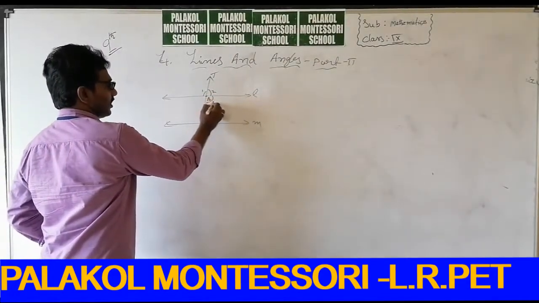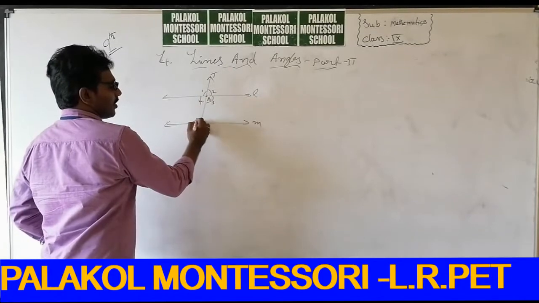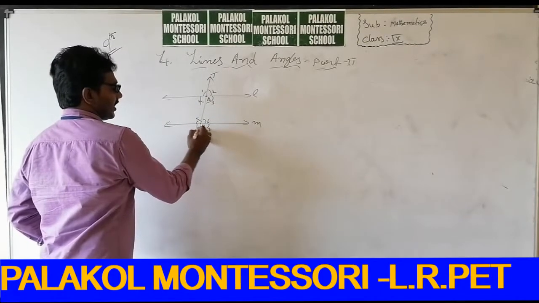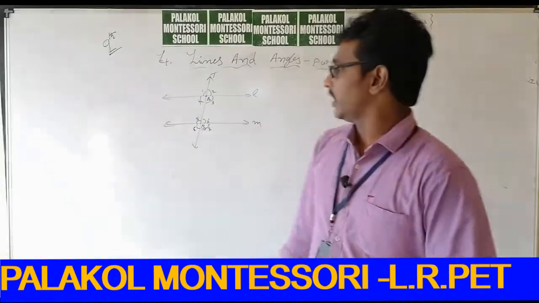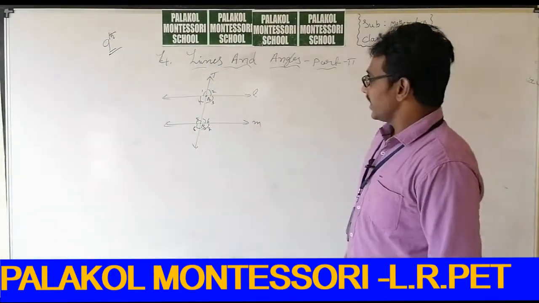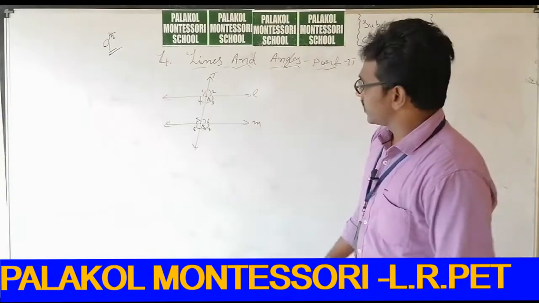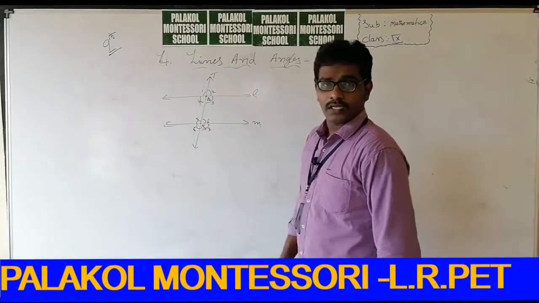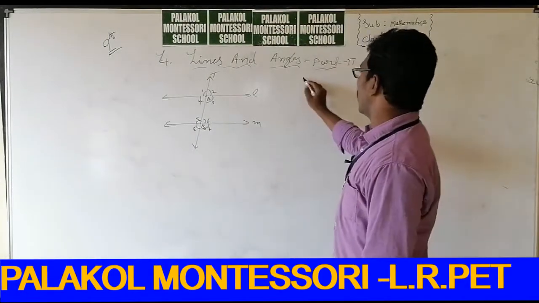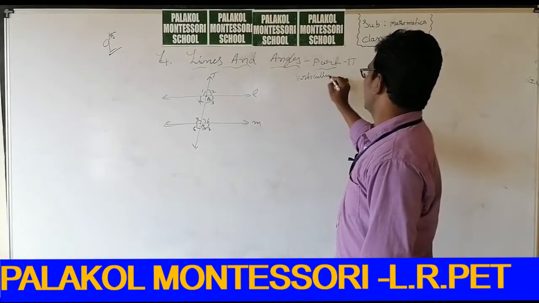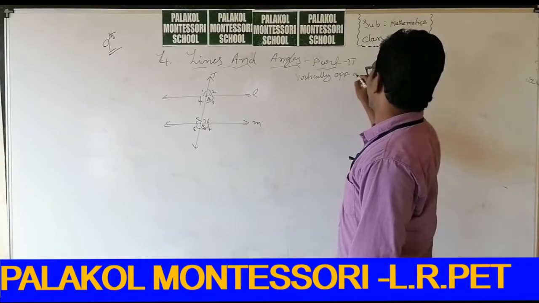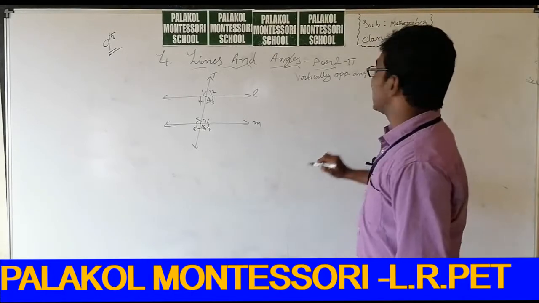1, 2, 3, 4, 5, 6, 7, 8. 8 angles. You know that from 7th class standard actually. Once remember that. Guys, now I have come to the vertical angles. So 1 and 3 are called vertically opposite angles. What is the position of this one?